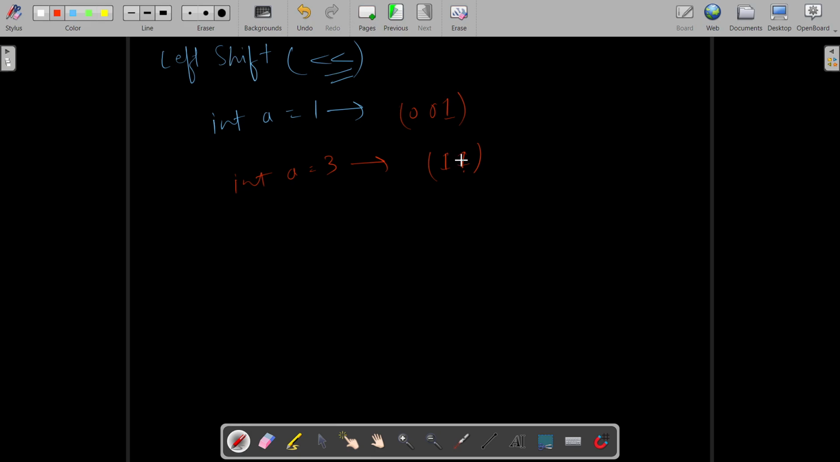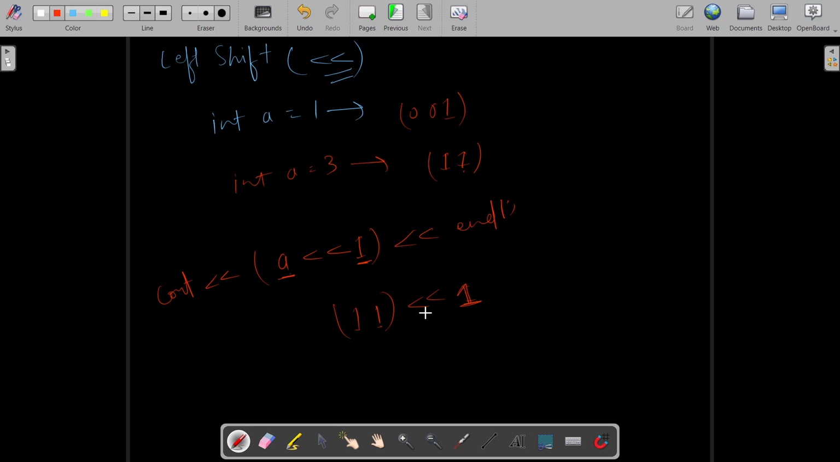Now if we try to left shift a by 1, we'll write it this way: a left shift 1. Upon printing this, what do we get? So how do we find the left shift? The binary representation of a was 11. Now if we left shift it by 1, this is the binary representation, and this is the actual number.